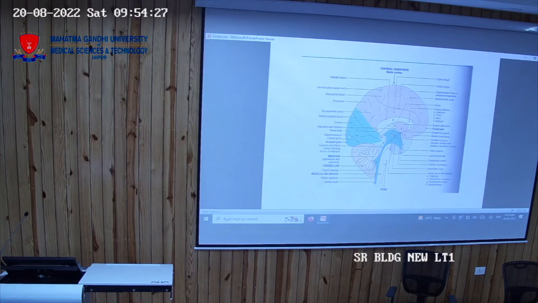And the calcarine sulcus, as I have told you, what is this part? Occipital lobe. So the occipital lobe is concerned with the area of vision, area number 17, 18 and 19. And the temporal lobe is concerned with the auditory area.